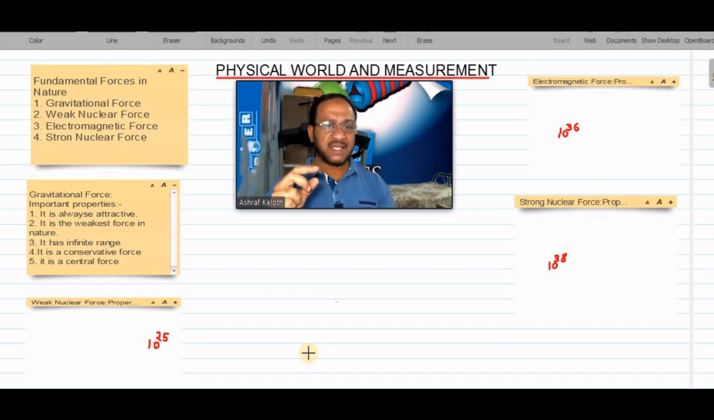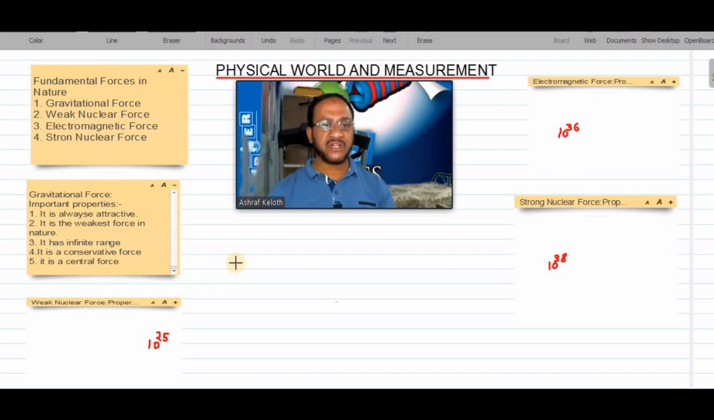So we can say it is having infinite range, the range of attraction. It won't stop. We cannot say that after 2 meters the gravitational force disappears. No, it will continue. It has infinite range. The fourth property, it is a conservative force.